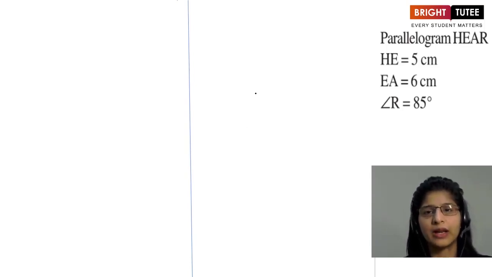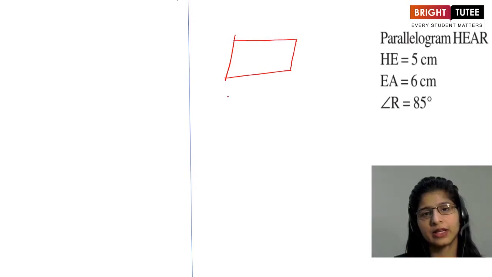So let's draw the parallelogram. What we will do is, see, angle R is given, so HE and EA is given to us, right? How to draw R angle, and what about other angles? So before reaching any conclusion, let us draw a rough sketch of it. So here is a parallelogram, so let us make it like this. Okay, H, E, A and R.